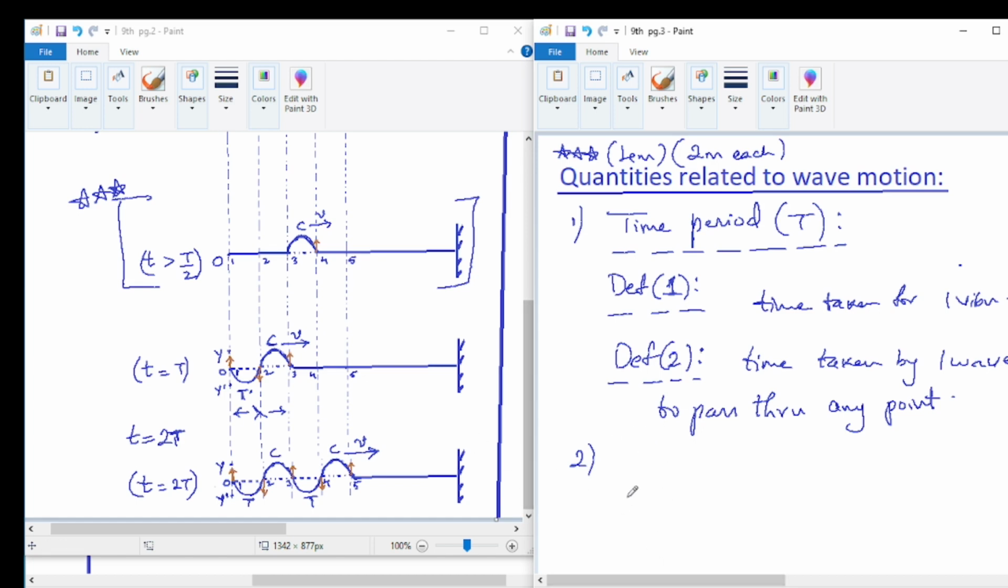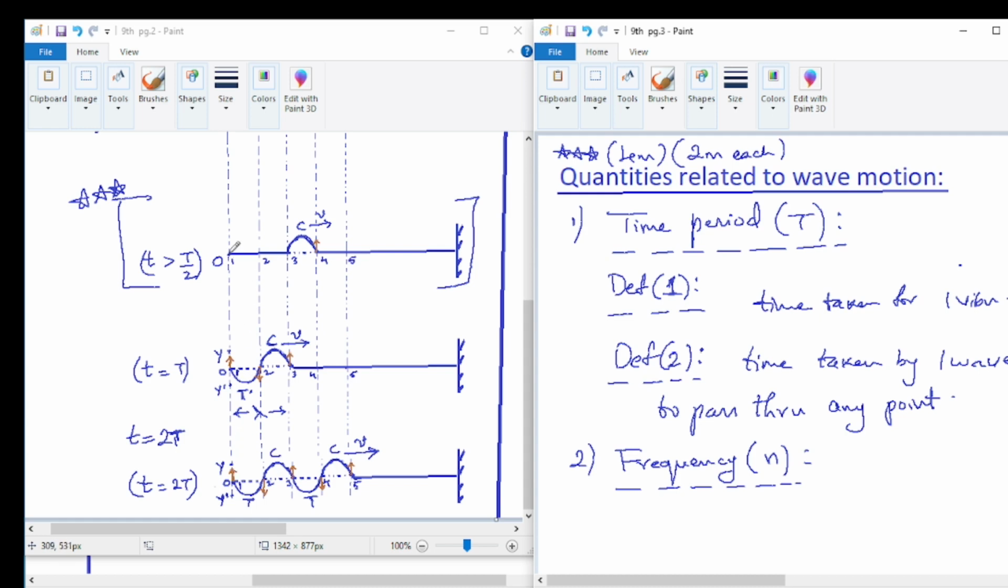Now just observe one more thing. Next is another very, very powerful definition. It's called frequency, n. So what is frequency n? Now just see here, the particle is continuously vibrating. When one vibration is completed by the particle, one wave has passed through this point. Next, when a second vibration is completed, a second wave also has passed through this point.